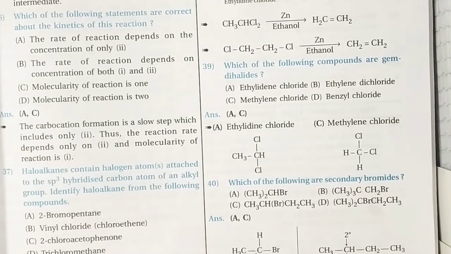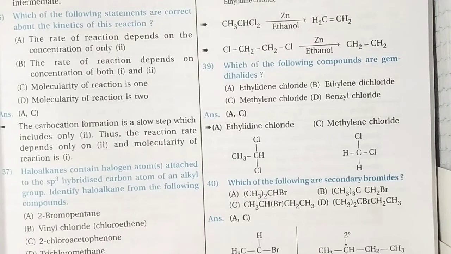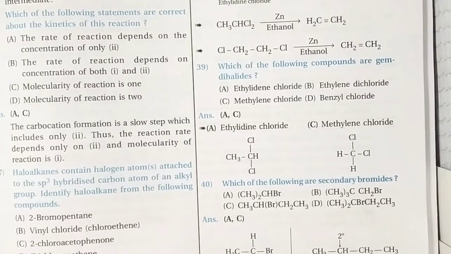So, the rate of the reaction depends on the concentration of only 2. Yes, definitely it's only 2. The rate of the reaction depends on the concentration of both 1 and 2. No, because it's an SN1 reaction. Molecularity of the reaction is 1. Yes, because the order of the reaction is 1. So naturally, molecularity of the reaction is 2. It's not true, right? So A and C are our answer.